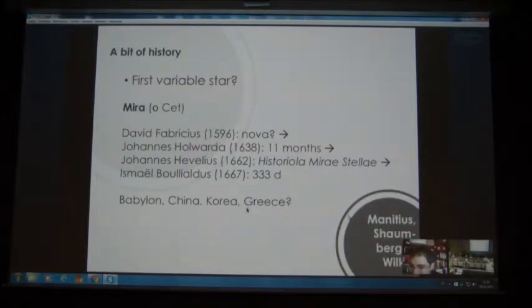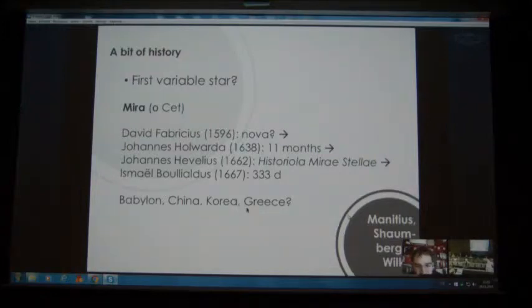First, variable stars. All of us have been told that the first one was Mira, Omicron Ceti. It was first discovered in 1596 by David Fabricius, but he thought that it might be a nova. Johannes Holwarda was the first to measure the periodicity, around 11 months. Another Johannes, in this case Hevelius, wrote a paper, Historiola Mirae Stellae, and gave the star its current name. That is the reason I say Mira, not Myra, as the Americans say, because if it is Latin, it should be Mira.